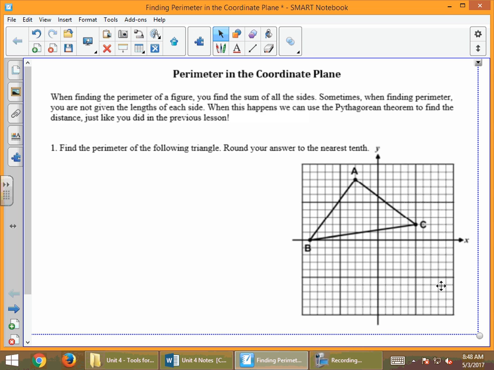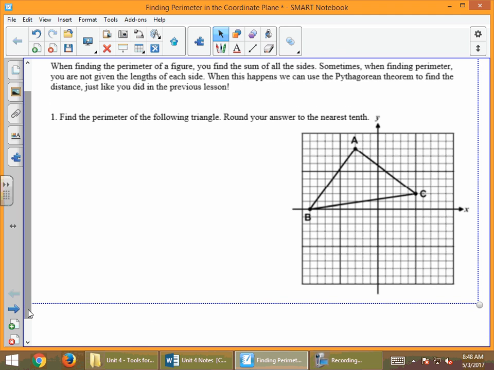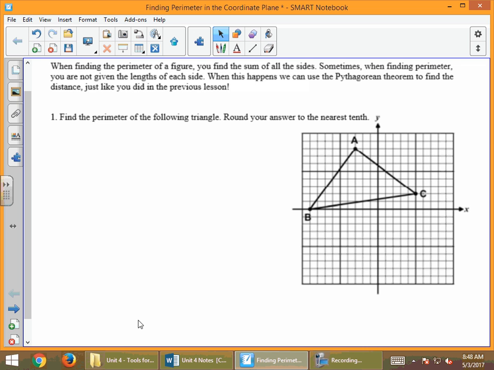So we look at number 1. We want to find the perimeter of the following triangle. We're going to round our final answer to the nearest tenth. So again, to find the perimeter, we would have to take the distance of all 3 sides of this triangle and add them up. Well, we don't know the distance of all 3 sides, but we know a way we can find distance. On each segment, first we'll find AB, and we're going to ignore the rest of the sides.